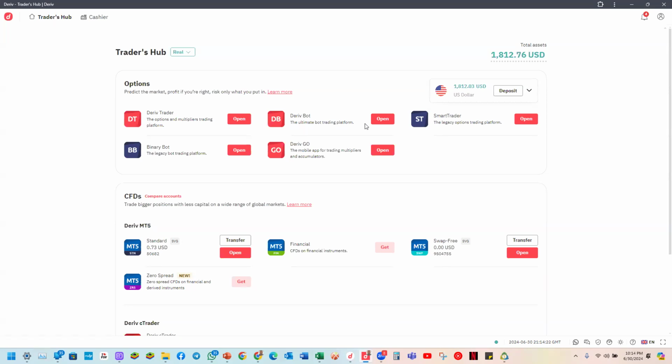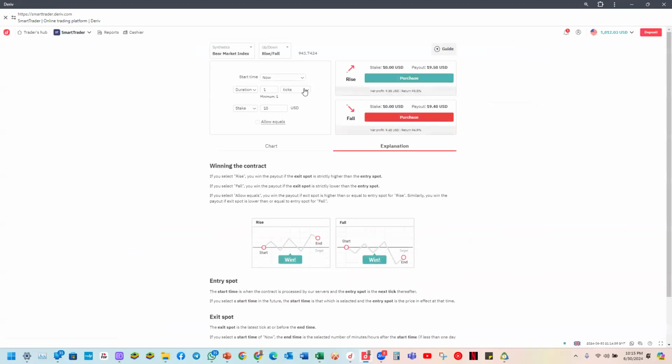Everything you see here is a trading platform. This is a trading platform, the Retrader, the Reboot, the Go. So I prefer the Smart Trader. This was called Smart Trader. This is the one I use. Okay. In this Smart Trader, I'll just do an example for you so that you see. So you can select what you want.